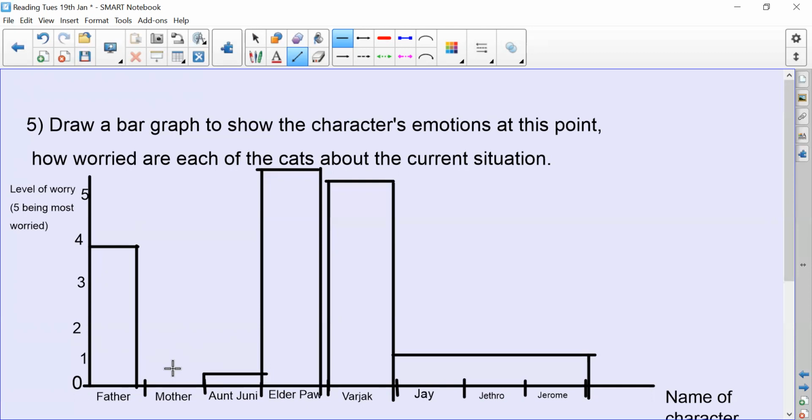And then I'd like you to find out about Mother. And then you can take a picture of your bar graph and send it into the account so we can see how different people have interpreted the characters' emotions based on reading that chapter. Hopefully we should all have a similar chart. I think Mother is probably somewhere around here. I think she gets a bit worried later on in the book, but at the moment, she's not as high as those two.